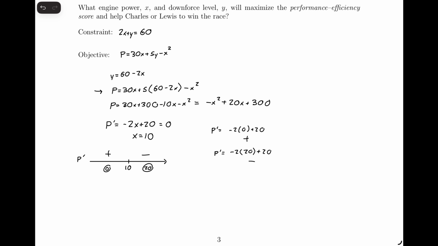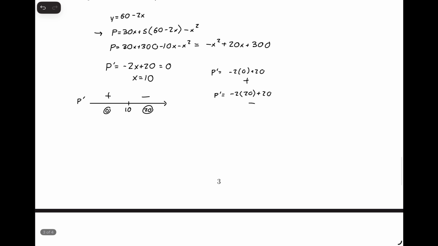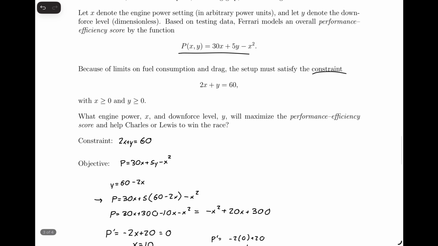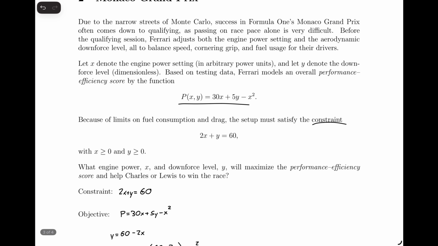Does this make sense? We have positive, then negative P prime, so it's increasing, then it's decreasing, which means we have a max, which is good. So we know x equals 10, but we also need to find y per the problem statement, but y is just equal to 60 minus 2x. So y is equal to 40. Pretty simple there. That was not too bad at all. Honestly, pretty similar to number 1. In this case, the equations are all spelled out pretty easily to understand, so it's not too bad at all.